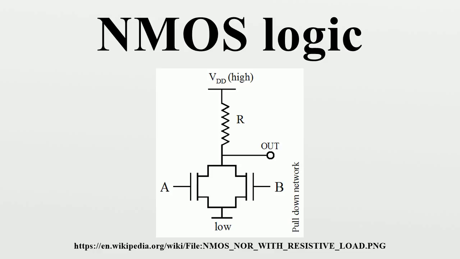If either input A or input B is high, the respective MOS transistor acts as a very low resistance between the output and the negative supply, forcing the output to be low. When both A and B are high, both transistors are conductive, creating an even lower resistance path to ground. The only case where the output is high is when both transistors are off, which occurs only when both A and B are low, thus satisfying the truth table of an OR gate.